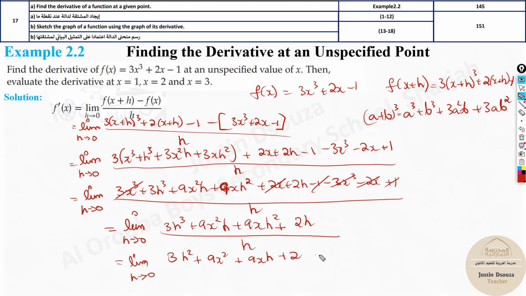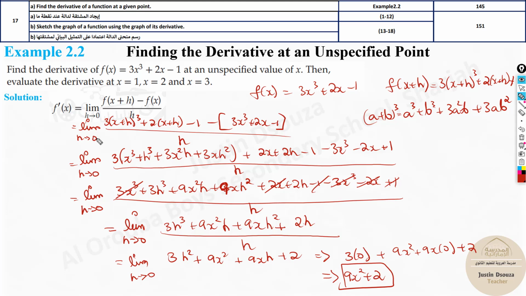What happens when you apply the limit? This will be 3 times 0 plus 9x squared plus 9x of 0 plus 2. This is the substitution over here. Wherever the h is there, they become 0, so you can directly write whatever is the non-h part. That is 9x squared plus 2. That's it. This is the derivative. We did all this formula just to get this answer.